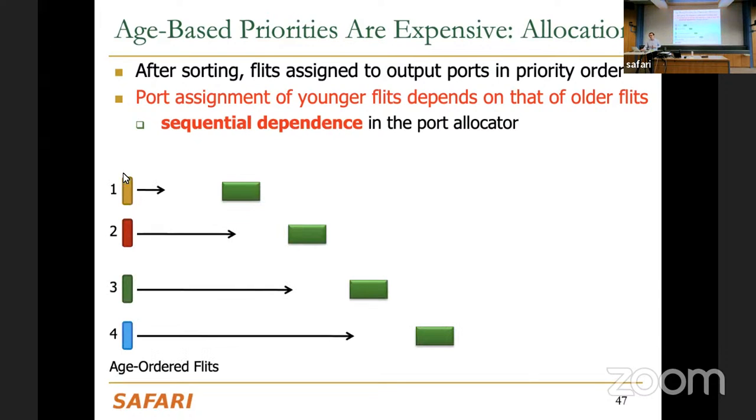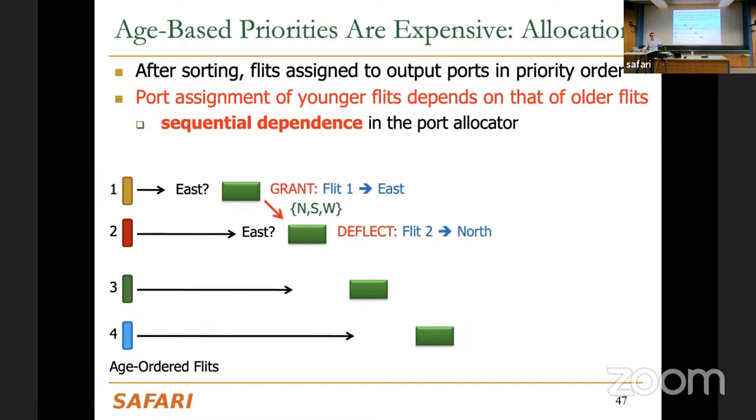So let's take a look at this. We've already sorted things, age-ordered flits. One is the highest priority. One wants east. Okay, the allocator says you get east, done. Now east is not available. North, south, west is available. Two wants east. Too bad, you get deflected. And there's some decision that makes, oh, you get north, based on the topology of the network and the destination that you have and the congestion. So there may be many things that affect which output port this gets assigned.